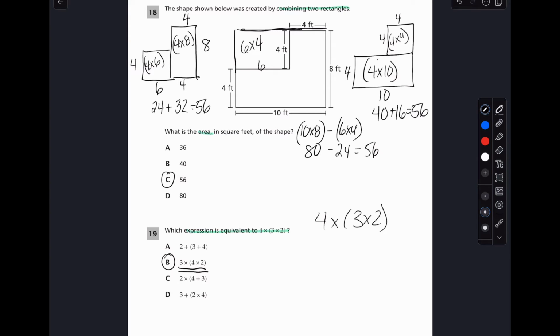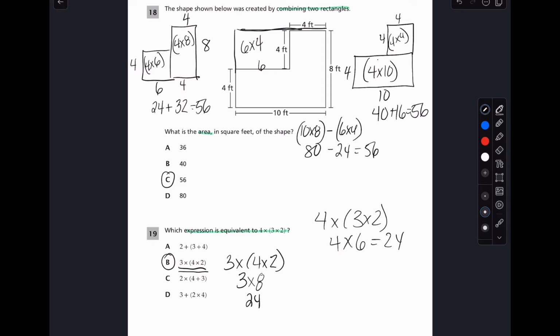I'm just doing what's in parentheses first. 4 times parentheses 3 times 2 is 6, is 24. And if you had done it the other way, 3 times 4 times 2. I'm sorry, I put the 8 because my brain went too fast. 4 times 2, so that gets 3 times 8, which is also 24. So some kids can look at it and do that.